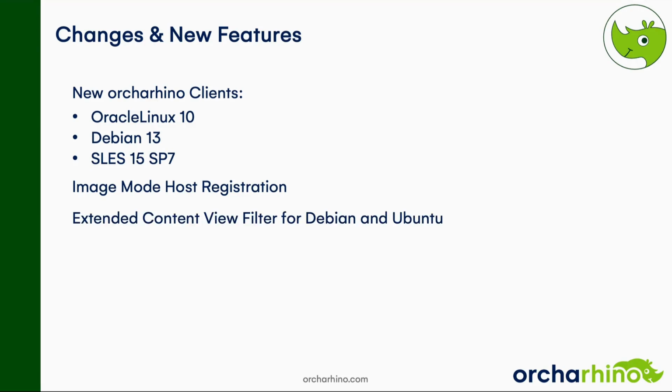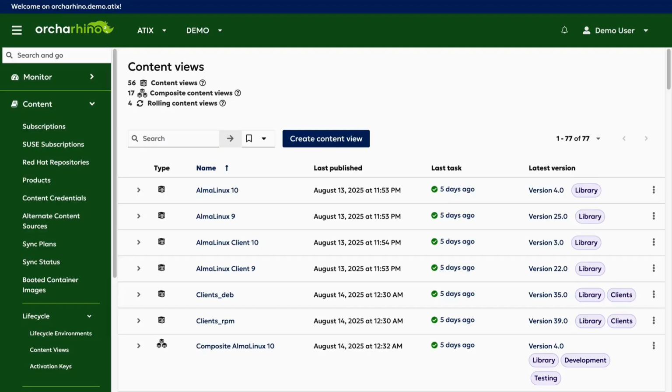In orcharhino 7.4, we have extended the content view filter feature for DEB packages. Until now, it was possible to filter DEB packages for their name or their architecture. In 7.4, it is also possible to filter them with respect to the version number, making it feature complete in comparison to RPM packages. Let's have a look at such a content view filter.